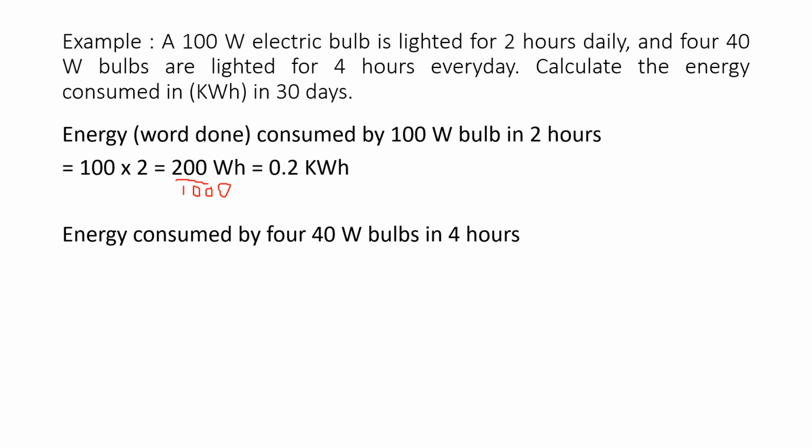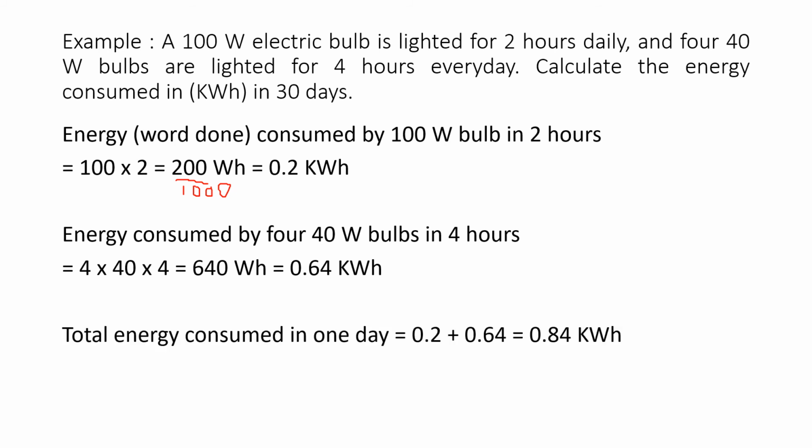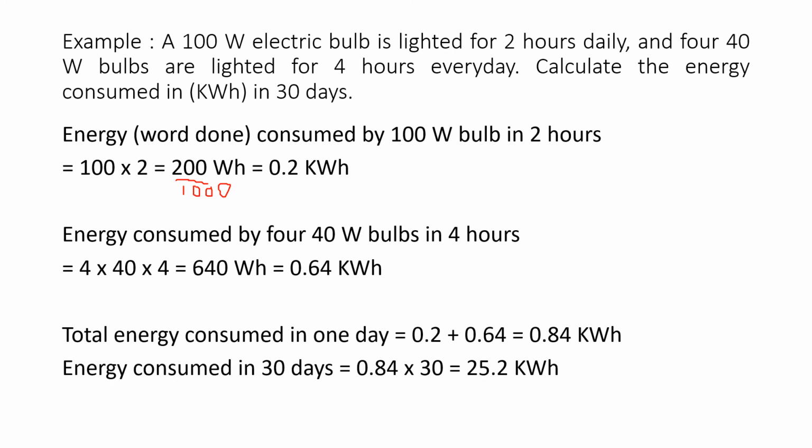Now energy consumed by 4 bulbs of 40 watt in 4 hours. So again 40 watt into 4 hours into 4 bulbs, so we have 640 watt hour. Converting into kilowatt hour, we have 0.64 kilowatt hour. Now adding this to the total, the energy consumed in 1 day is 0.2 plus 0.64 equal to 0.84 kilowatt hour. That is for 1 day. So the total energy consumed in 30 days, you multiply by 30 and you get 25.2 kilowatt hour.